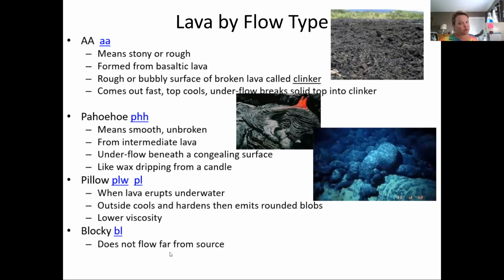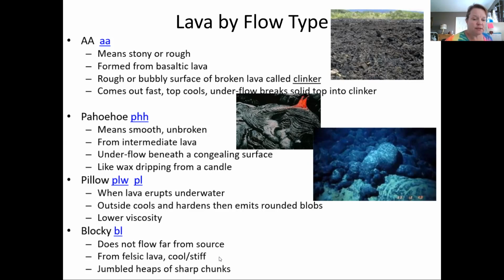So that tells you what type of magma it is from. It's from felsic, very viscous, a lot of silica. Doesn't flow far from the source. It is similar to the aa, but the chunks that result are much, much larger than the clinker that makes the aa lava. It's from felsic. It's cool and stiff. It doesn't come out super, super hot to begin with. And it's what we call, this is one of my favorite descriptions, jumbled heaps of sharp chunks.